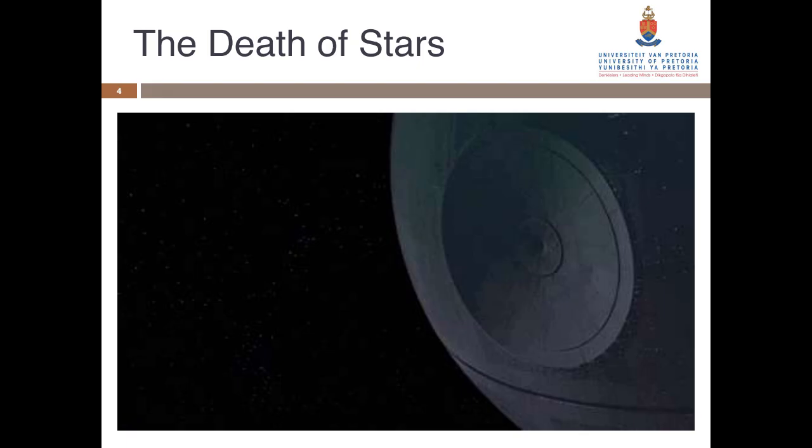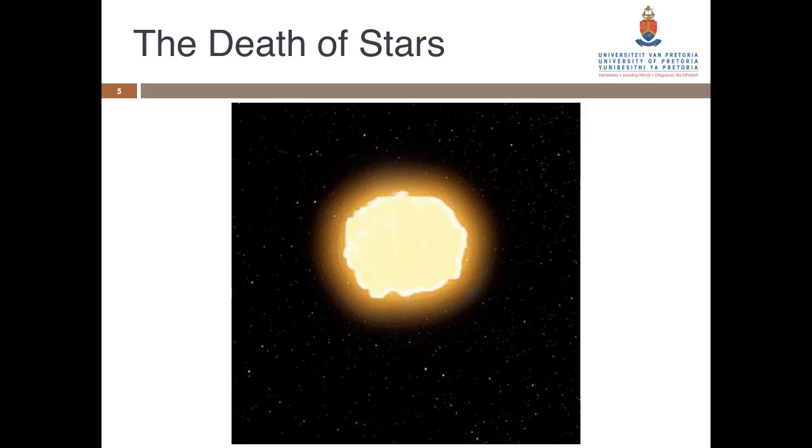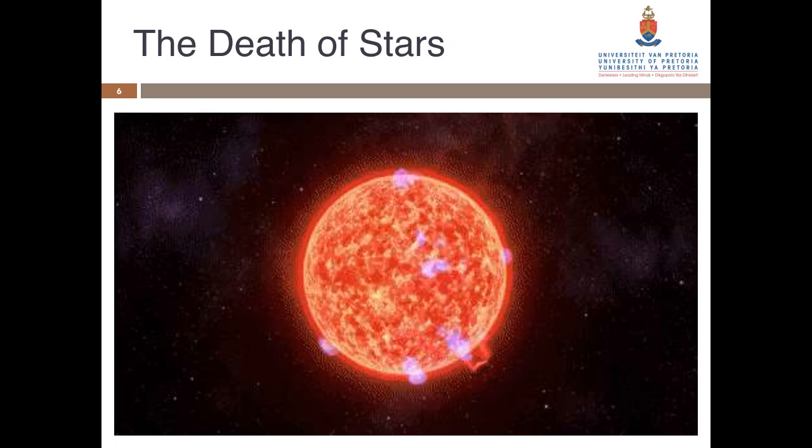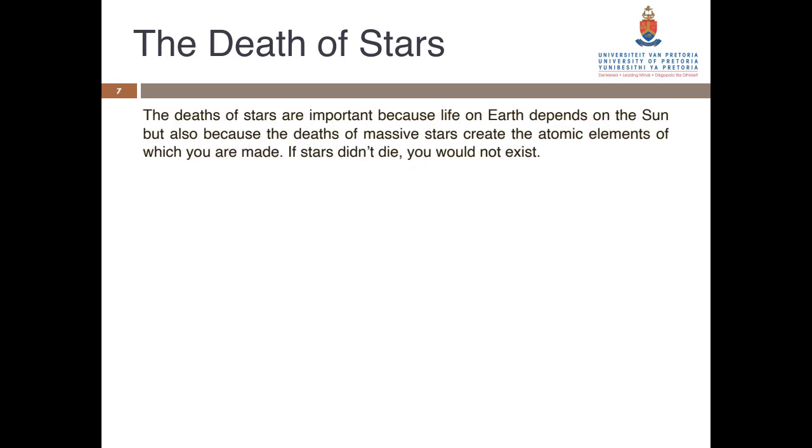In class, this would have been a nice animation of the Death Star destroying Alderaan in Star Wars. But when we talk about the death of stars, it's not a Death Star or a star that just blows up. This animation would show the star collapsing in on itself and blowing its outer layers outward. Deaths of stars are important because life on Earth depends on the sun, but also because the deaths of massive stars created the atomic elements of which you are made. If stars didn't die, you would not exist.